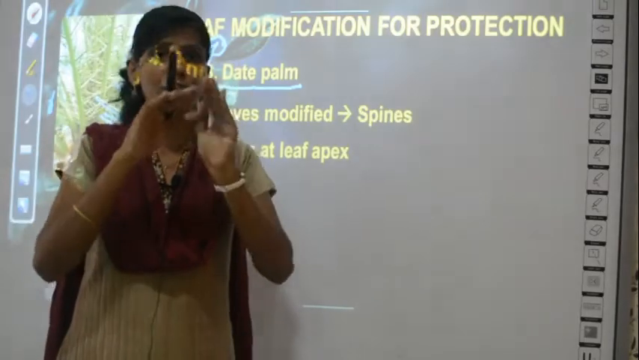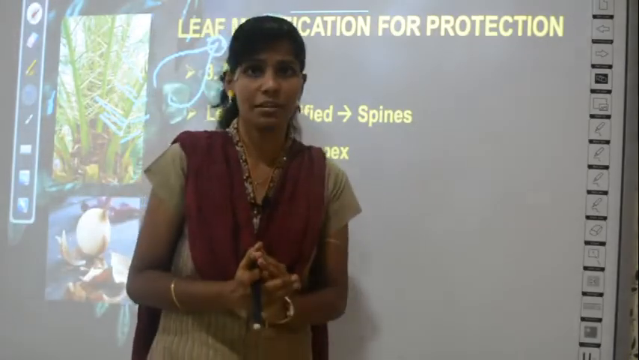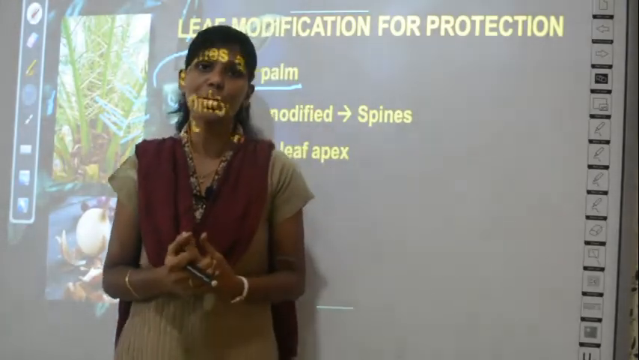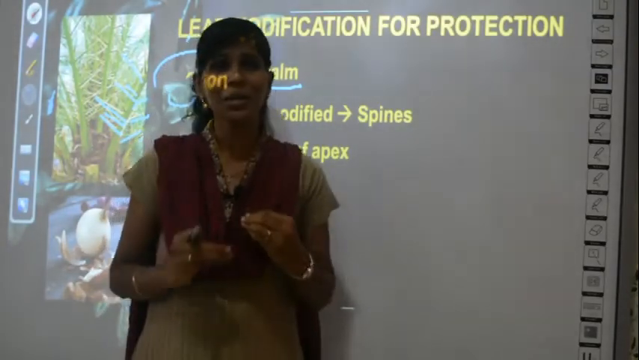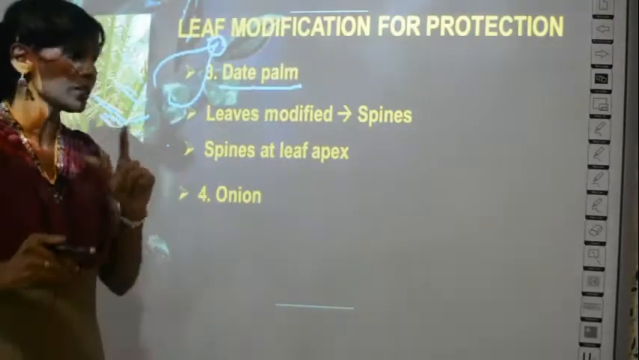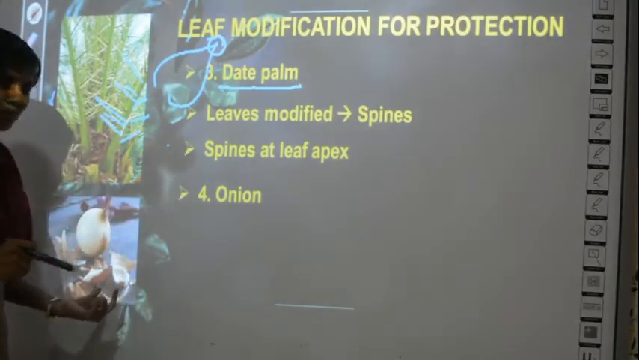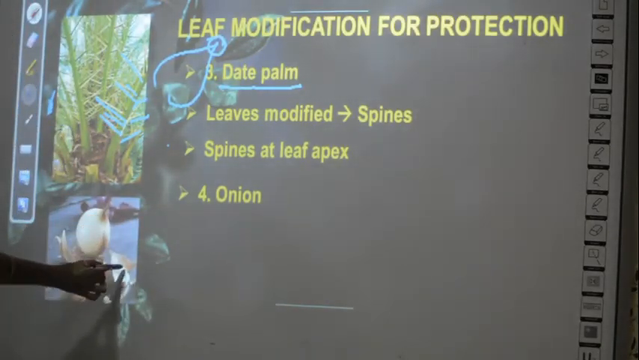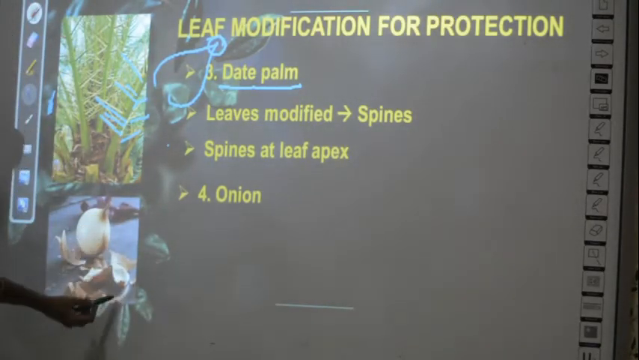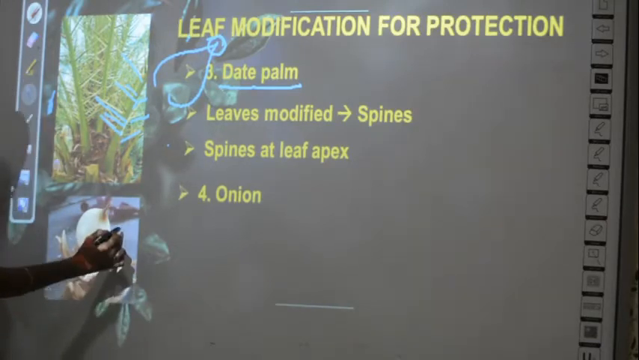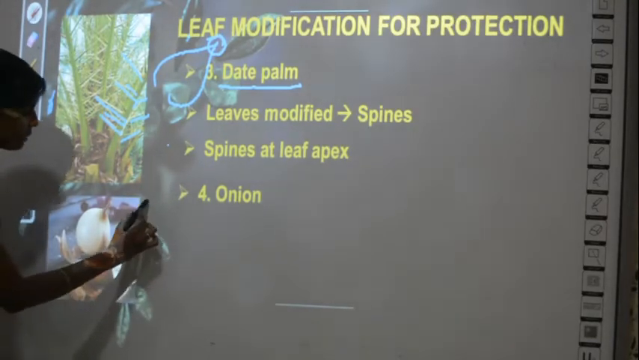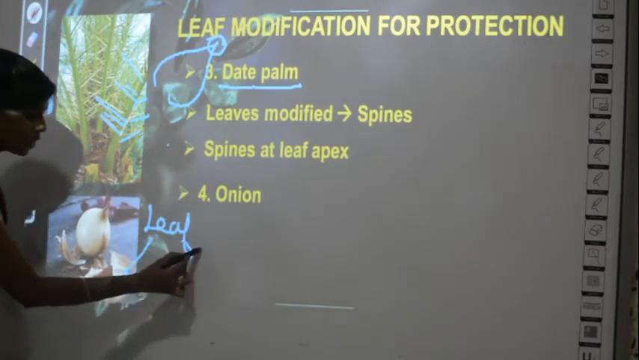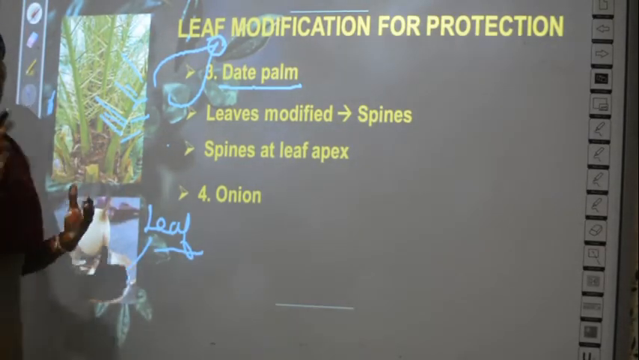The inner layers are all very fresh and fleshy, right? But the outer layer alone, how will it be? It will be very dry, no? Why? Because it is a modified leaf. Actually, this is the leaf. This skin which is peeled out, the dry one, that is actually the leaf, but the leaf is modified. The topic of the lesson itself is modification in leaves.